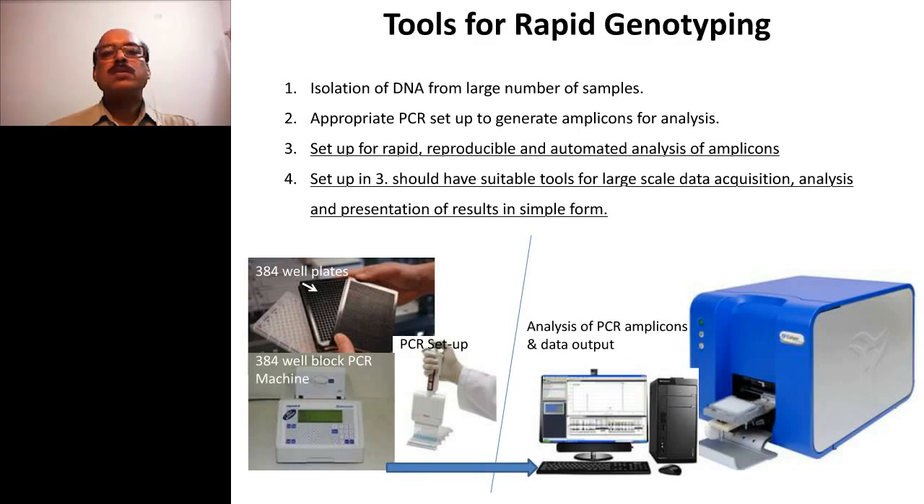So the whole process for rapid genotyping would involve isolation of DNA from large number of samples, then a good appropriate PCR setup to generate amplicons for analysis, followed by setup for rapid, reproducible, and automated analysis of amplicons, which in the conventional way is agarose gel, and followed by appropriate software tools for large-scale data acquisition, analysis, and presentation of results in a simple, readable form, so that the researchers at the field level can read it easily, understand it easily, and carry out selection of plants for backcrossing.